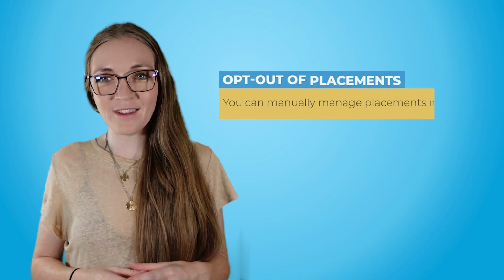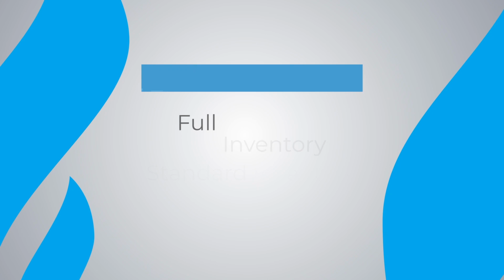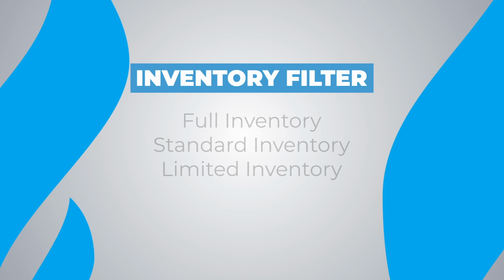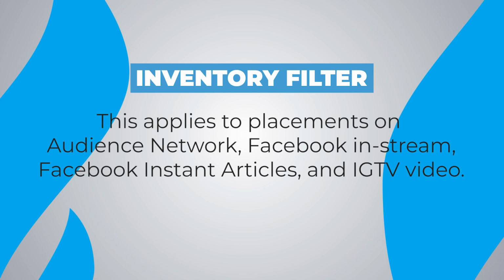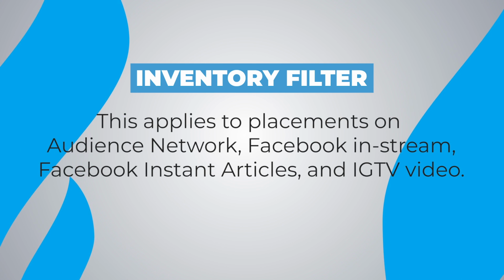So as far as where your ads do and don't show up, you have a few options. You can opt out of placements. You can manually manage these placements in your ad manager. You can also use an inventory filter. You get to choose either full inventory, standard inventory, or limited inventory. This applies to placements on Audience Network, Facebook InStream, Facebook Instant Articles, and Instagram TV.